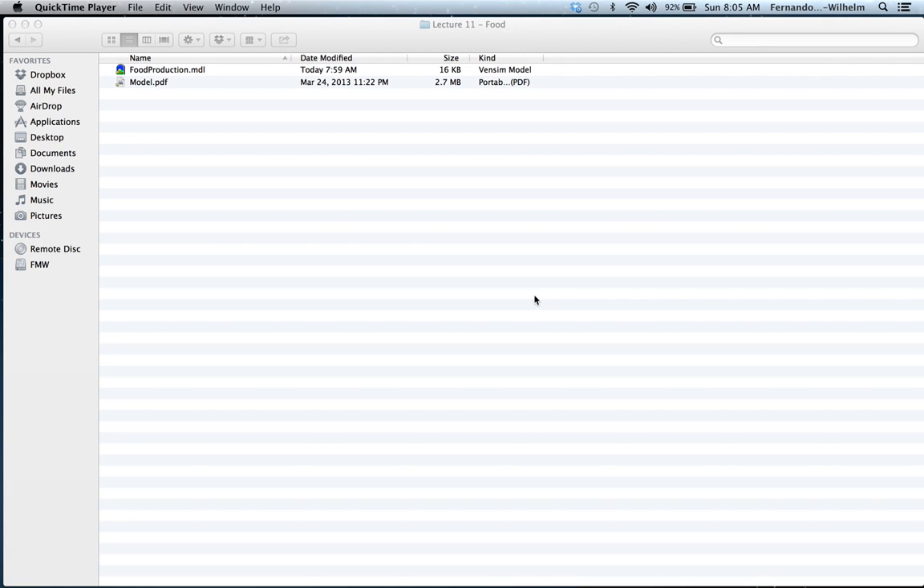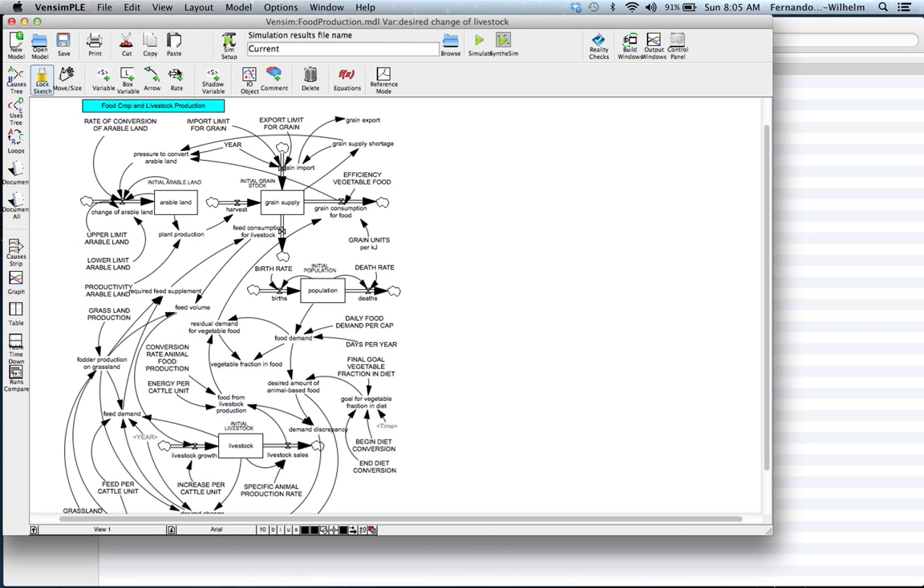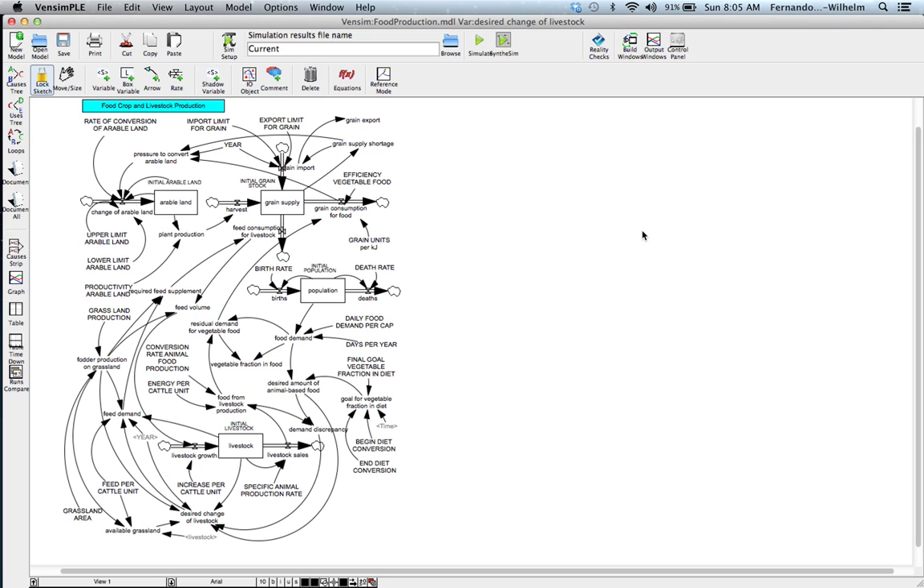Hello everyone, I wanted to show you a model of food production. So we're here in the Lecture 11 folder, and I'm going to open up the Vensim model for this food production system. And you can see the model is pretty involved. I left some space here to plot some graphics as we run the model. But I wanted to show you a little bit of what the model is about.